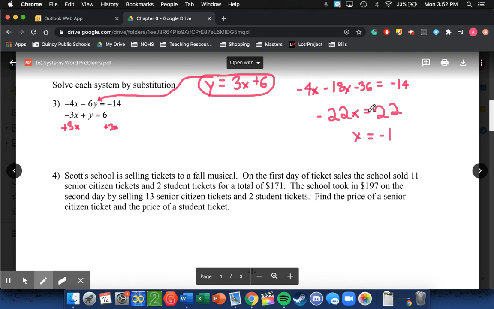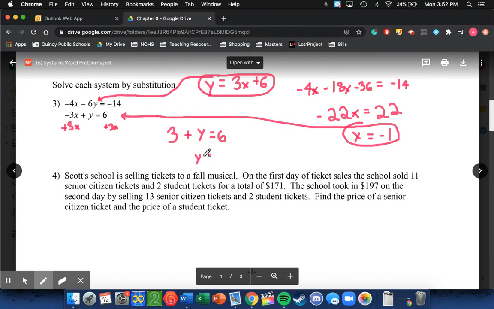And now I can take that piece of information that I've isolated and substitute that back in. Substitute that back into this right here. What's -3 times -1? +3 plus y equals 6. If that's true, y must be 3. So the coordinate point where these meet, according to this problem, is -1, 3.